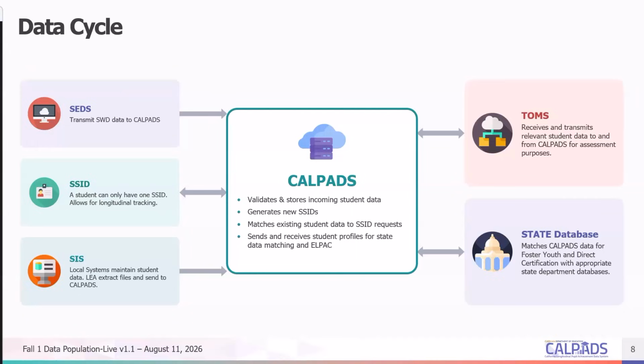Second, certification validation rules, CVRs, and certified data discrepancies, CDDs. These checks occur after data is accepted and focus on completeness and accuracy. All CVRs and CDDs must be resolved before reports can be reviewed and the data is certified. While the data is housed in CalPADS, it is also shared with other systems to support statewide reporting services. For example, TOMS, the Testing Operation Management System, receives data for student assessment purposes. Another example is the California Department of Social Services database for direct certification of foster youth.